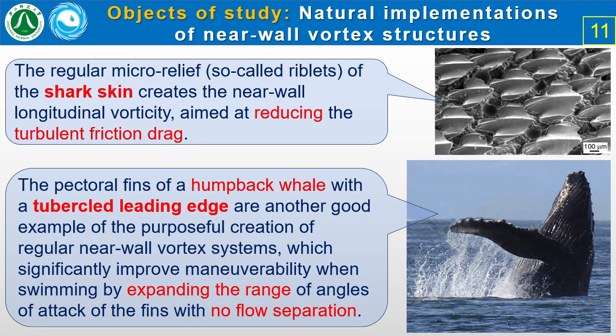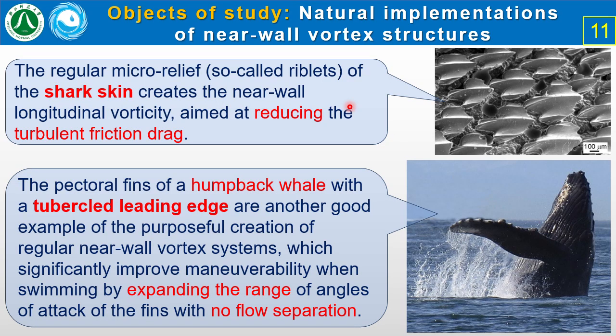Here you can see several natural implementations of near-wall vortex structures, namely the regular micro-relief, so-called riblets, of the shark skin that creates the near-wall longitudinal vorticity aimed at reducing the turbulent friction drag, and the pectoral fins of the humpback whale with a tubercled leading edge, another good example of the purposeful creation of regular near-wall vortex systems, which significantly improve maneuverability when swimming by expanding the range of angles of attack of the fins with no flow separation.